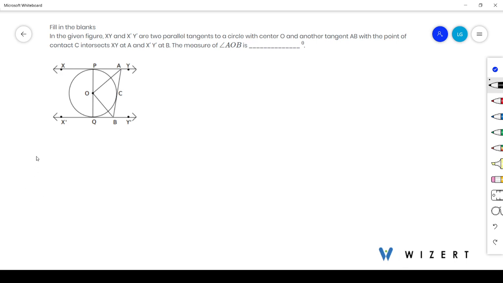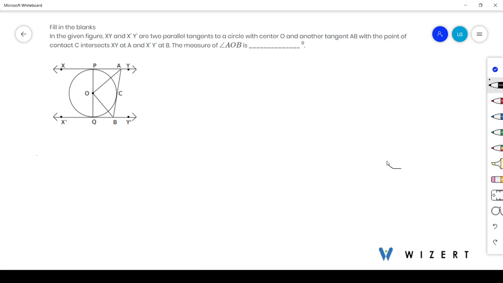Our question is: in the given figure, XY and X'Y' are two parallel tangents to a circle with center O, and another tangent AB with the point of contact C intersects XY at A and X'Y' at B. What is the measure of angle AOB?